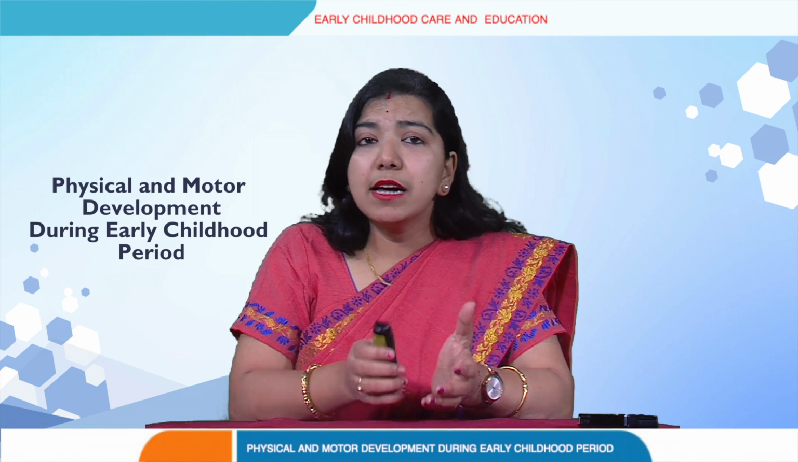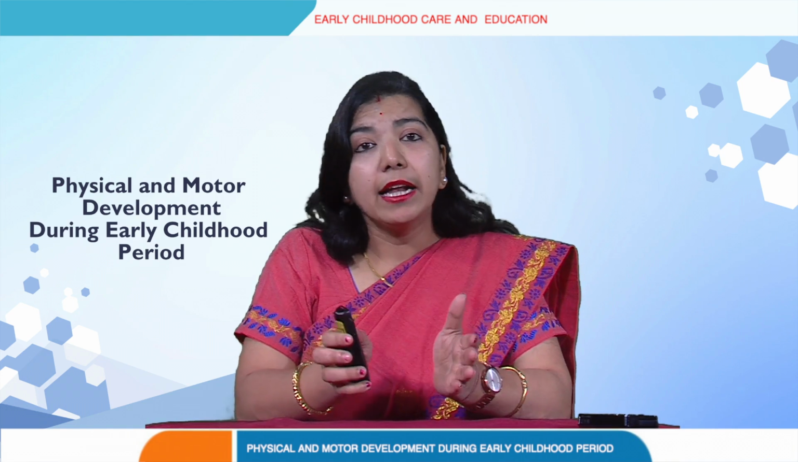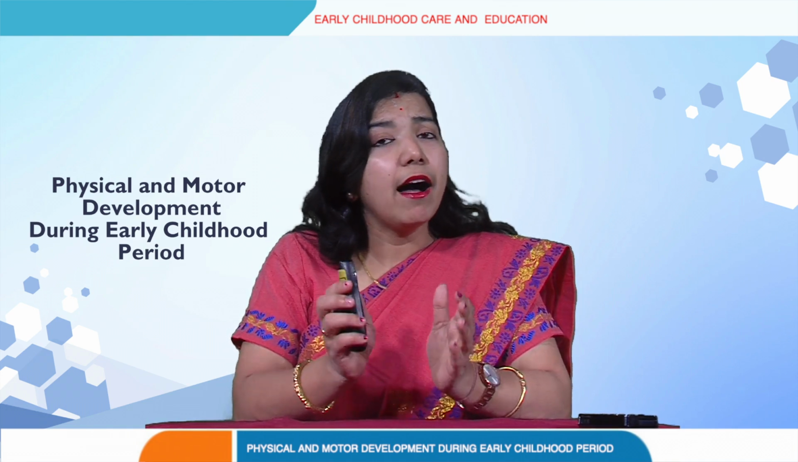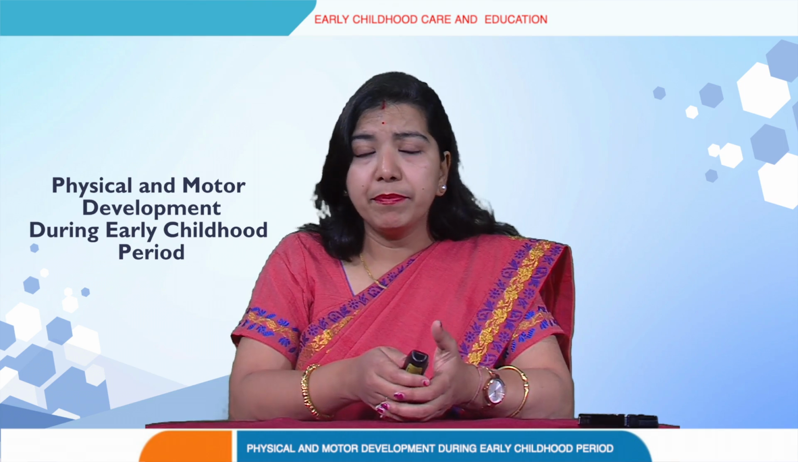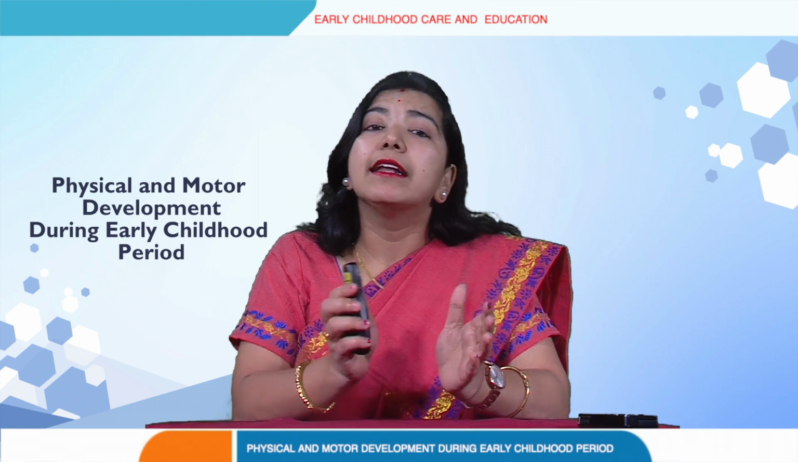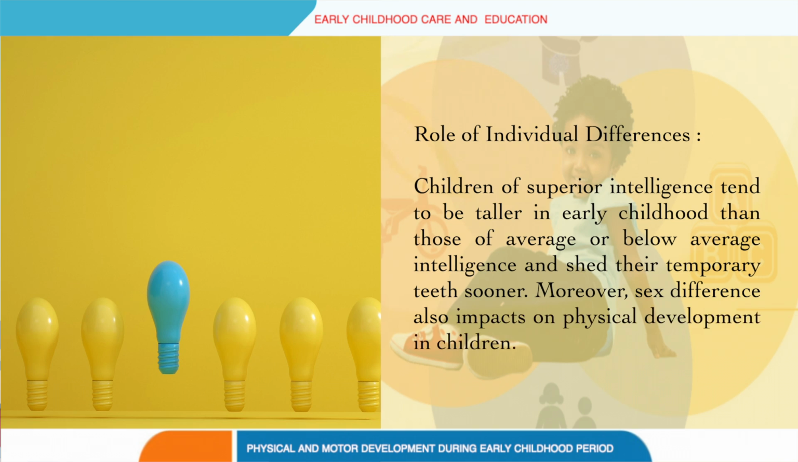Here we have to discuss the role of individual differences in the physical and motor development of children, because individual differences highly affect physical development. There are individual differences in all aspects of physical activities among children. Children of superior intelligence tend to be taller in early childhood than those of average or below average intelligence, and shed their temporary teeth sooner.